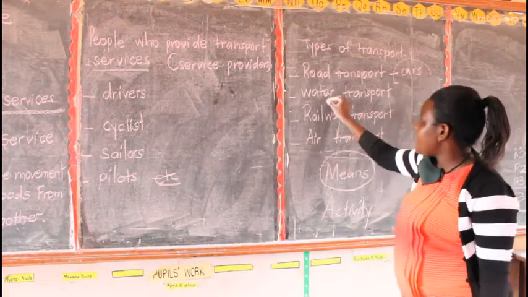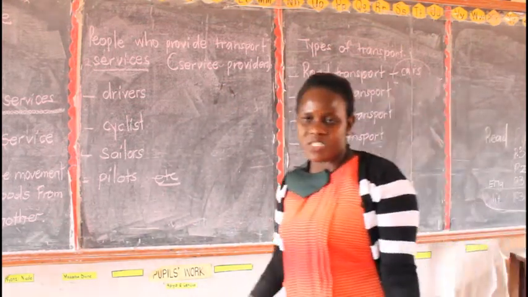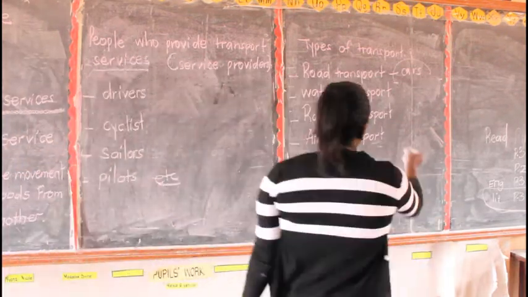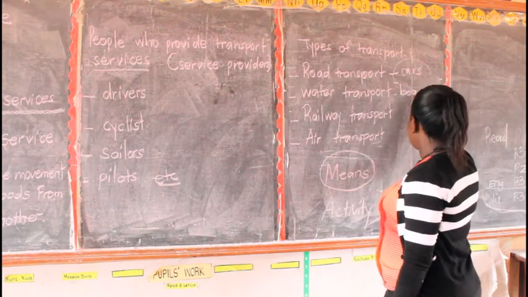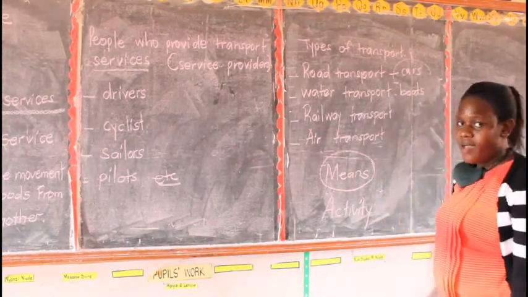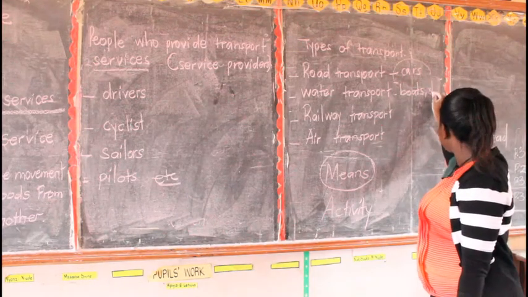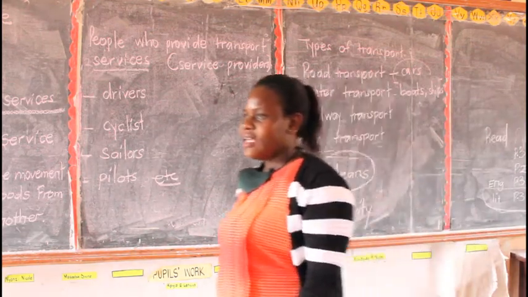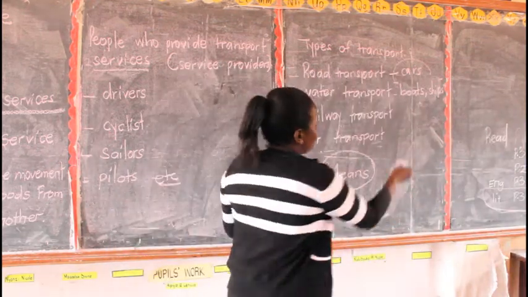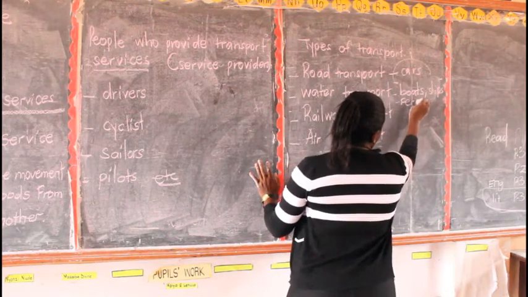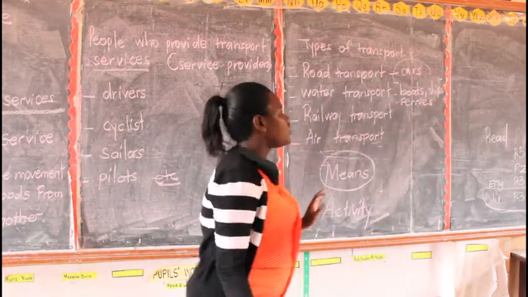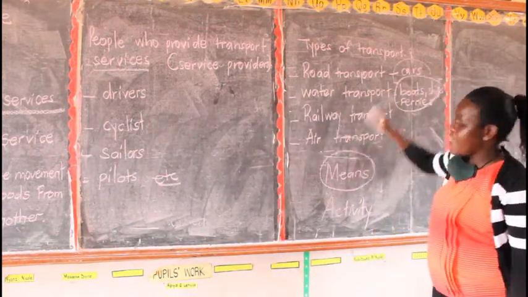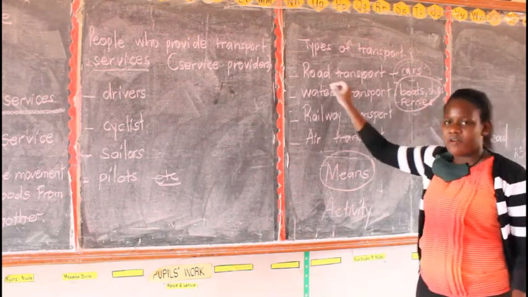Then when they say means of water transport, which things do we use on water? You talk of boats. Boats are not the types, but they are the means. We have boats, ships, and ferries, and so on. These are the means of water transport. The cars and motorcycles are the means for road transport.